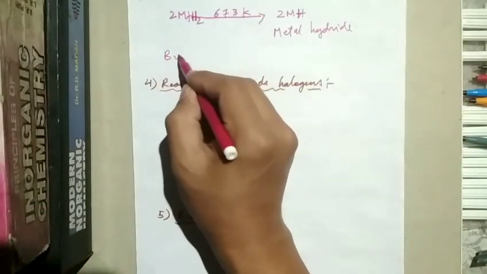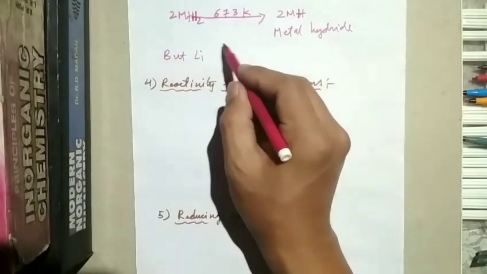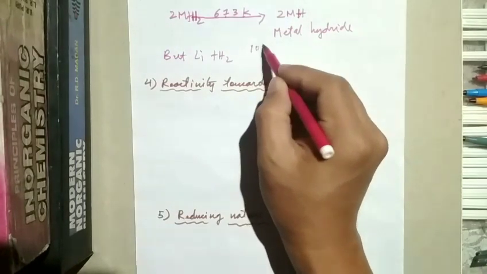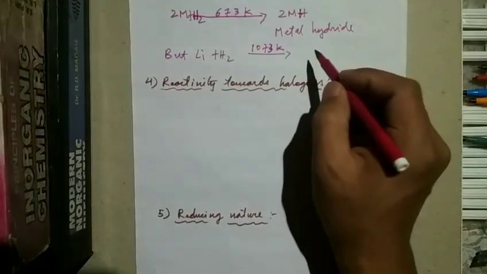But lithium reacts with dihydrogen at 1073 Kelvin.